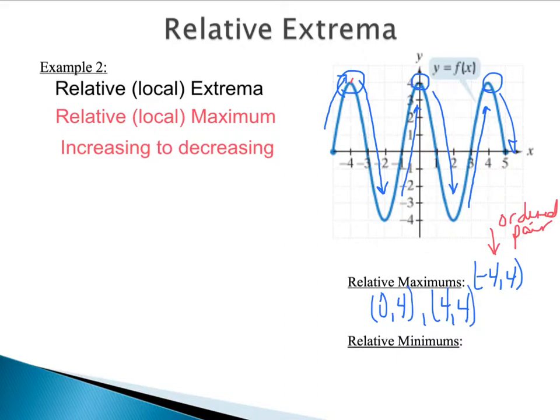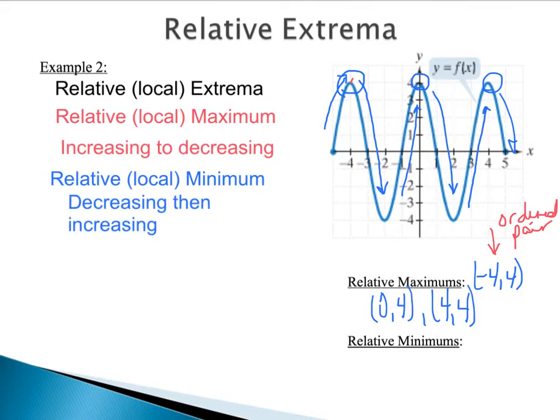So as you might have guessed, a relative or local minimum occurs when the function is decreasing and then increasing. Looking at our graph, we're going from decreasing to increasing. Starting on the left, from -4, we're decreasing down to -2, and then from -2, we're increasing over to 0. So our relative or local minimum would be at that ordered pair, which some people like to think of as a valley. So your hills would be your maximum, your valley would be your minimum. Your relative minimum would be at -2, -4, again, because we're talking about ordered pairs.